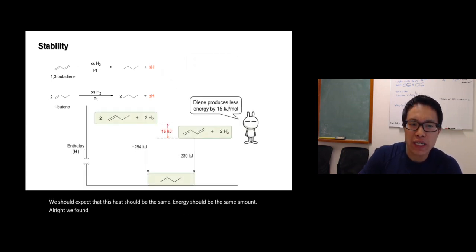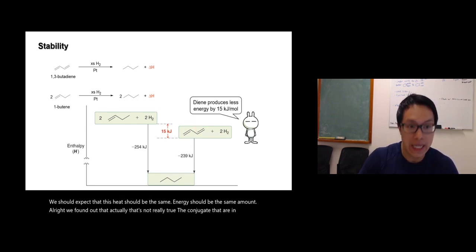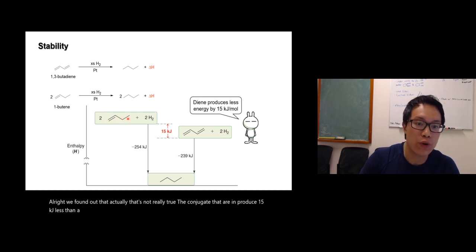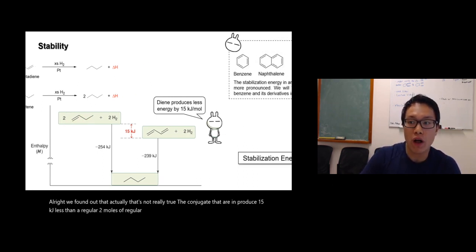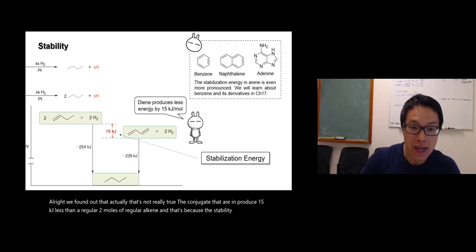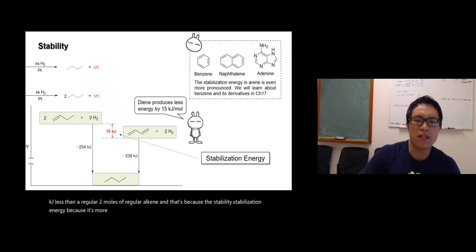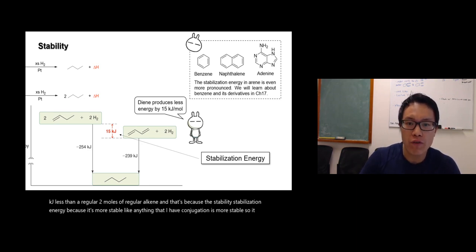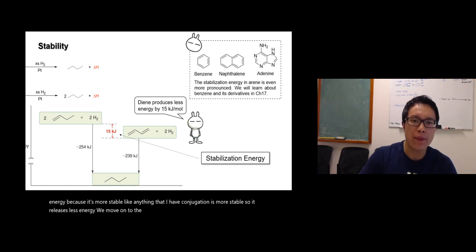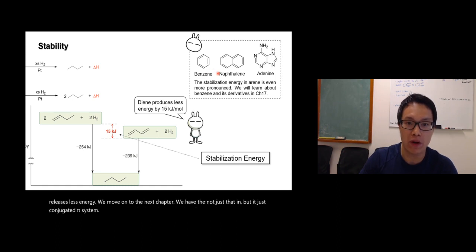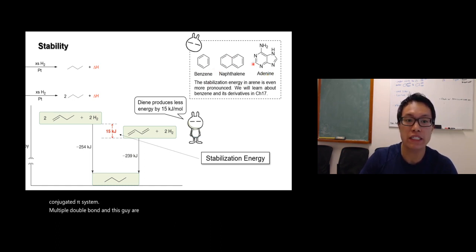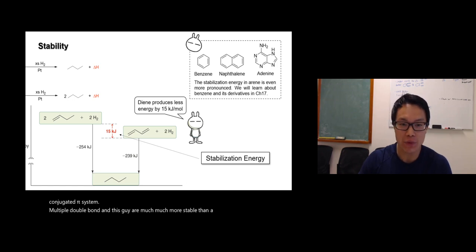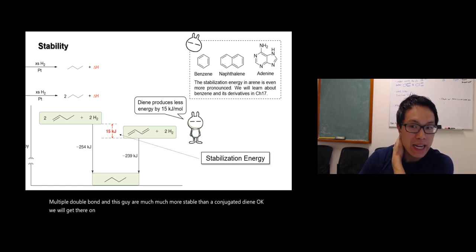We found out that actually that's not really true. The conjugated diene produces 15 kilojoules less than 2 moles of regular alkene, and that's what we call the stabilization energy, because it's more stable. Anything that has conjugation is more stable, so it releases less energy. We move on to the next chapter. We have not just dienes, but a conjugated pi system with multiple double bonds, and these guys are much more stable than a conjugated diene. We will get there in the next chapter.